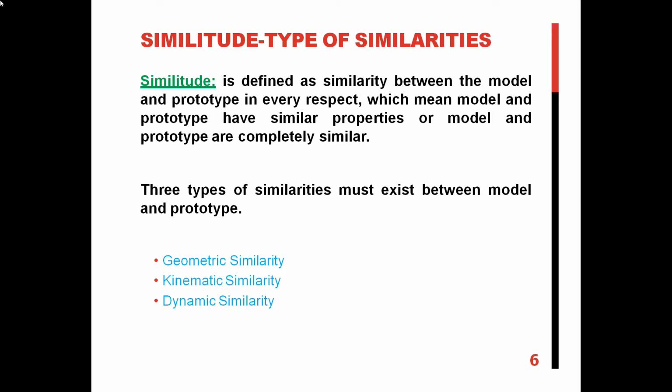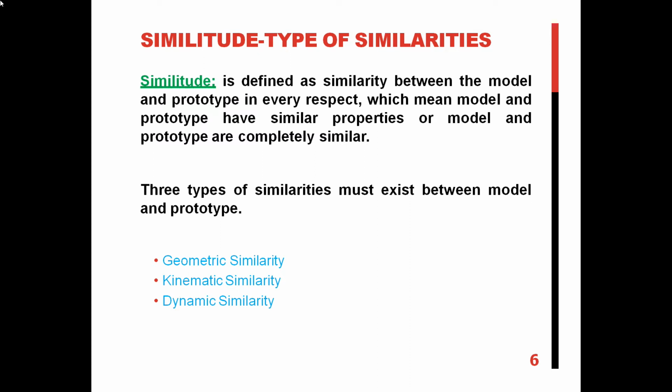So similitude is defined as the similarity between model and the prototype in every respect, which means model and the prototype have similar properties, or model and the prototype are completely similar. Similitude is nothing but the similarity between the model and the prototype.